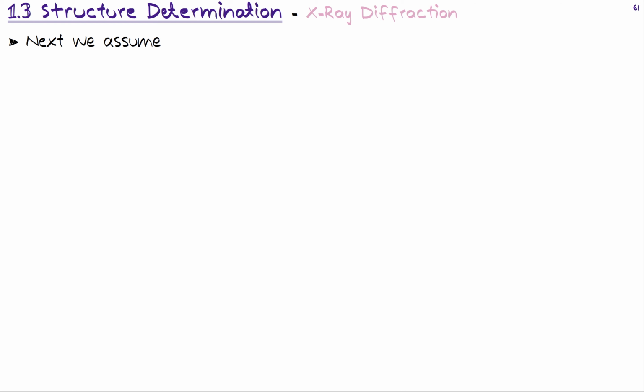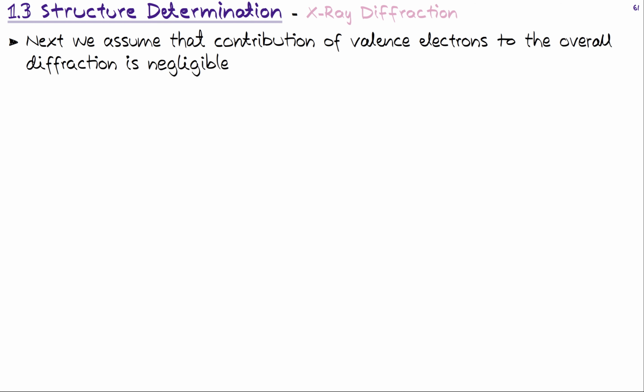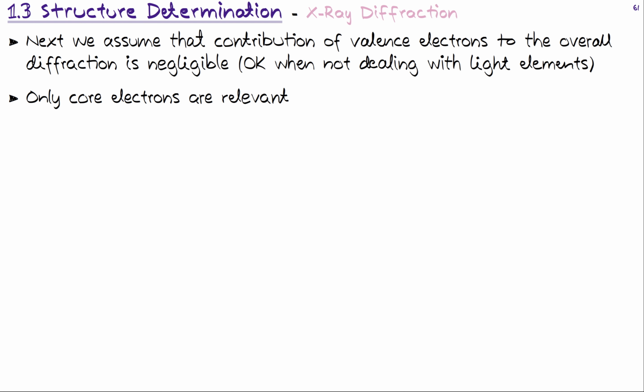Next, we assume that the contribution of valence electrons to the overall measured diffraction profile is very small. It's negligible. And this is an okay assumption to make when we are not dealing with very light elements, and this is what we will do here. This means that only the electrons nearby the nuclei, so-called core electrons, not the valence electrons, are relevant. This is a pretty valid approximation to make in practice when you're not dealing with the lightest of elements.